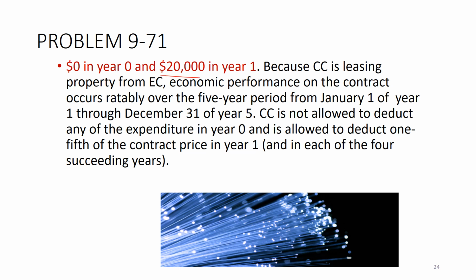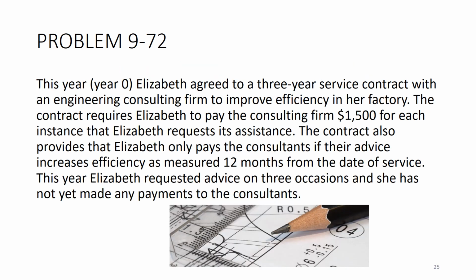Yeah. So when the contract begins and we're actually starting to get some use out of the exclusive rights, then we would start deducting $20,000 over the 5 years.